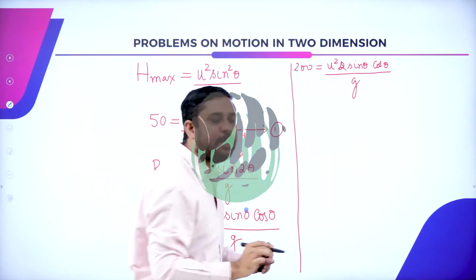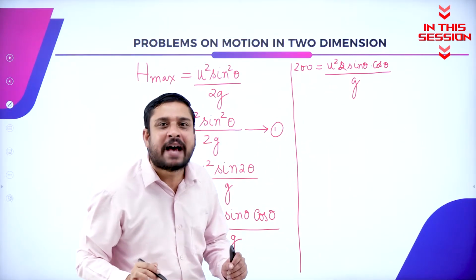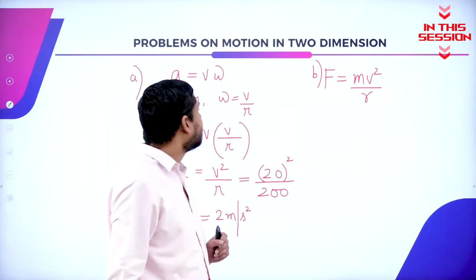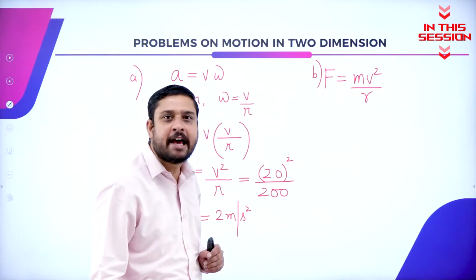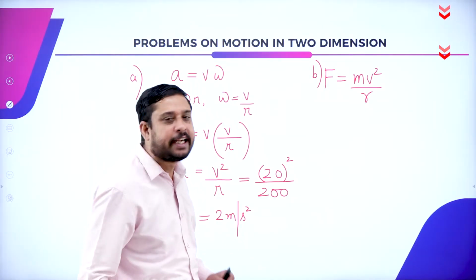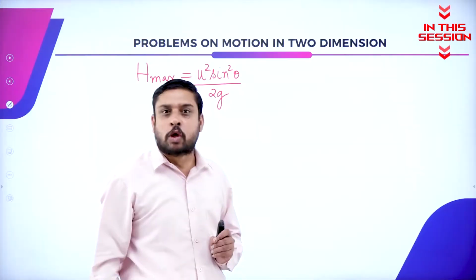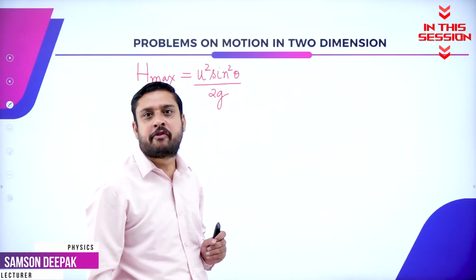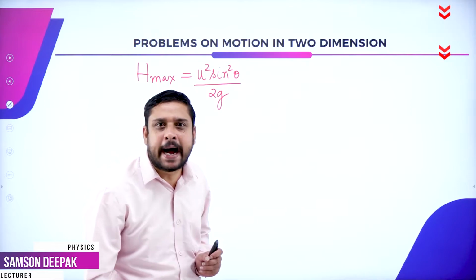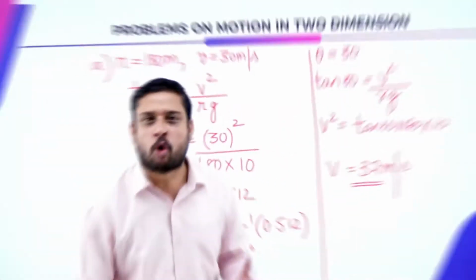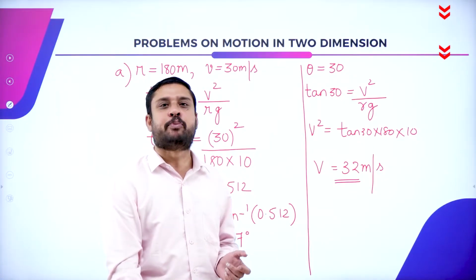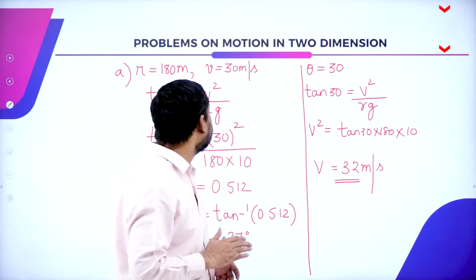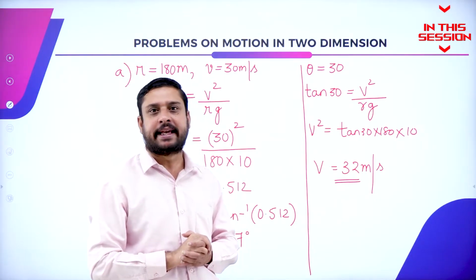See, my ultimate aim is to evaluate theta. The centripetal force F is mv square divided by r. So this is the expression for maximum height. And in the problem, a very interesting problem solved on angle of banking.